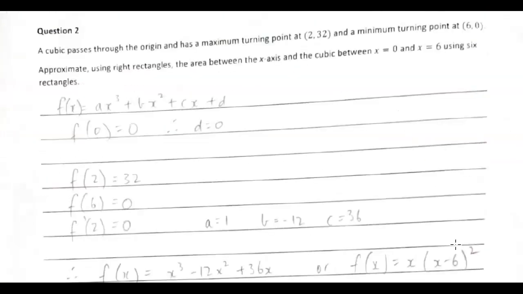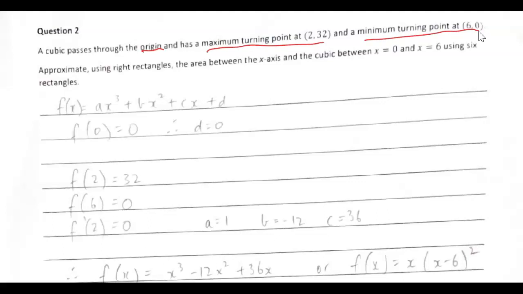So this time we've got a cubic and we've got some features of that cubic as well. So just always take note. Sometimes you've got a question that says passes through the origin. So there's one bit of information. We've got a maximum turning point at (2, 32) and a minimum turning point at (6, 0).